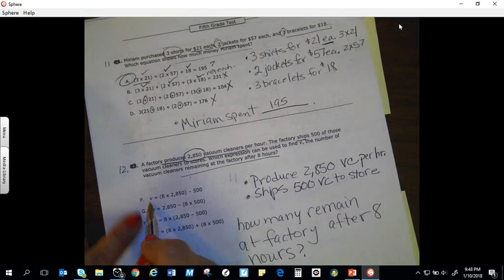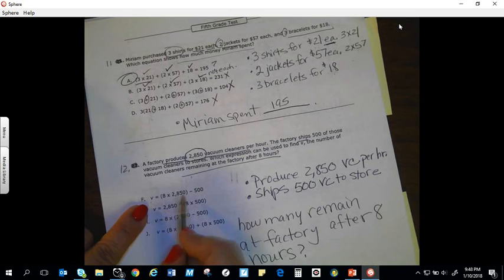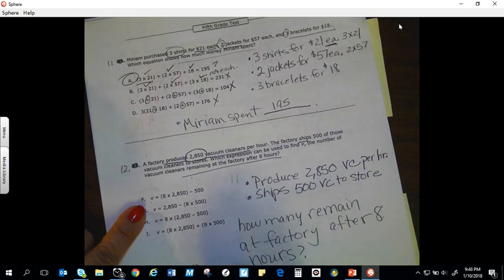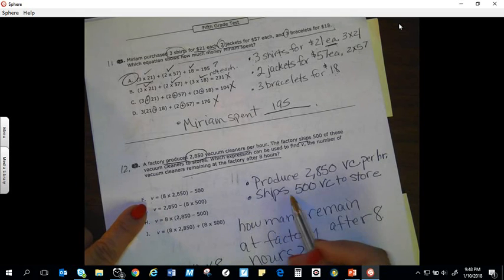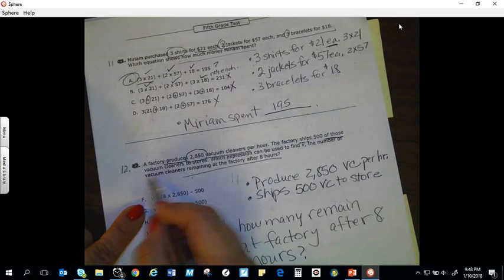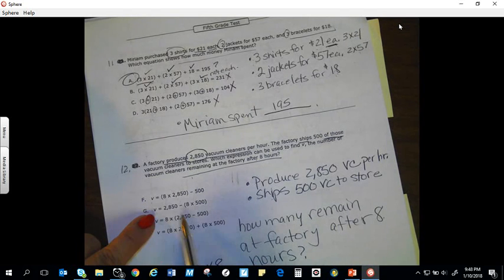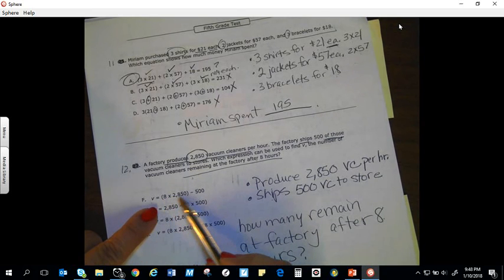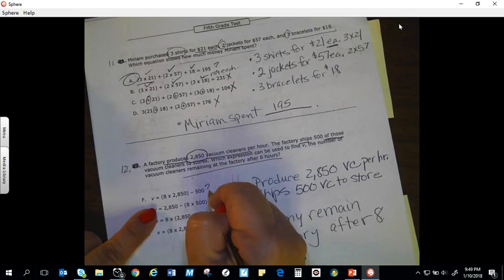So to find V, this is per hour, so it's 2,850 for every hour, so I'm going to have to multiply that by 8, and then the factory ships 500 of those vacuum cleaners to stores. So let's take a look. And now I have to subtract out 500 vacuums. So 8 times 2,850 minus 500, that's a good possibility, right?